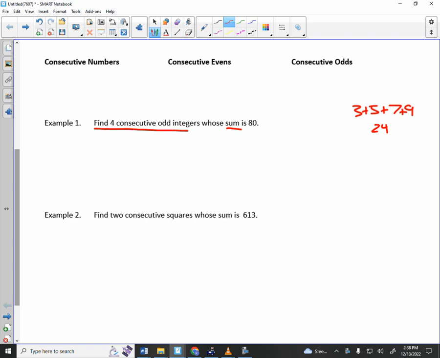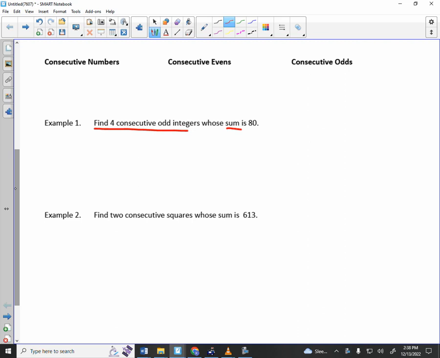Now, some of you think you're really intelligent because you know 17 and 19 and 21 and 23. Good for you. But we're going to give you problems that you can't just guess. You're going to have to model it with an equation, okay? So let's go ahead and model it and see how we come up with that.